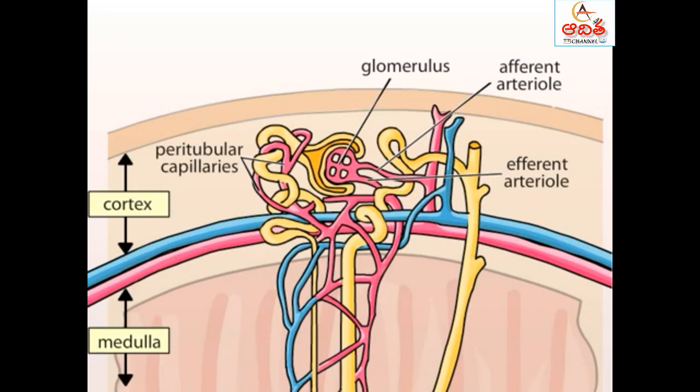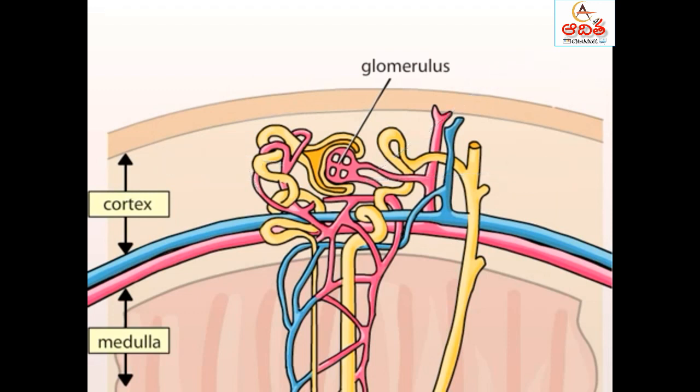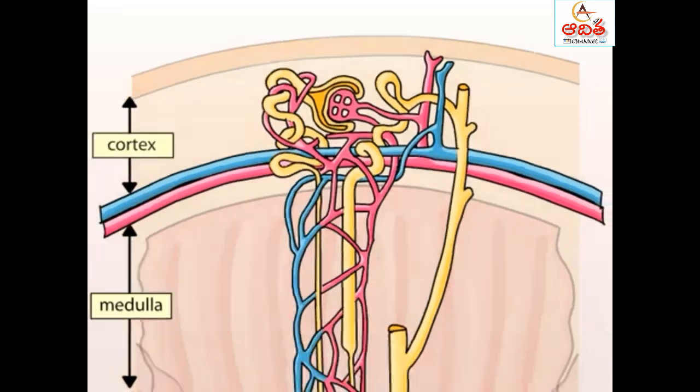Blood pressure forces water and small molecules to be filtered from the glomerulus and collected in Bowman's capsule. The initial segment of a renal tubule is called the proximal convoluted tubule. The glomerulus, Bowman's capsule, and proximal convoluted tubule of each nephron are located in the cortex.